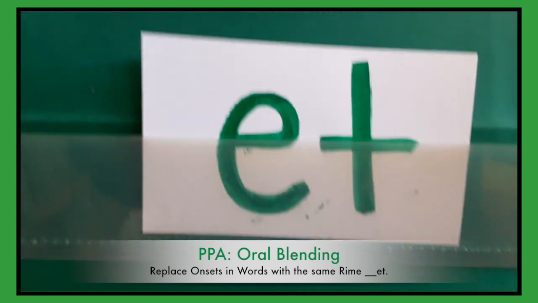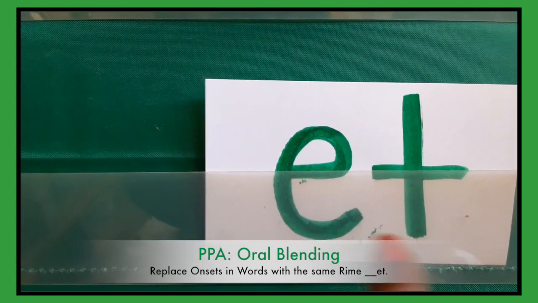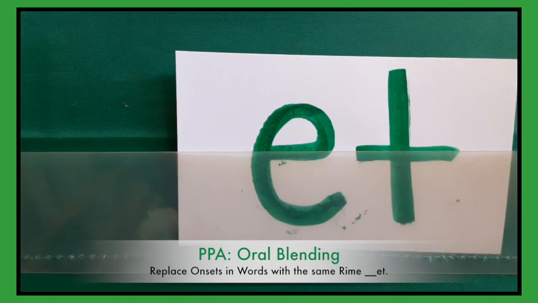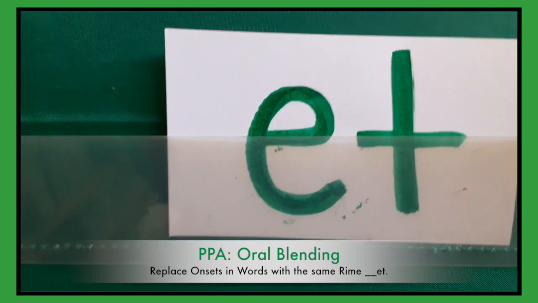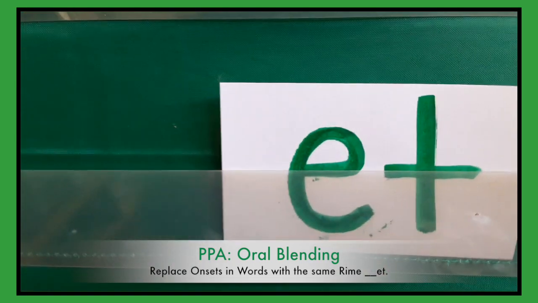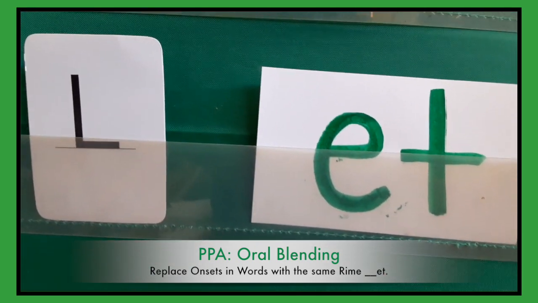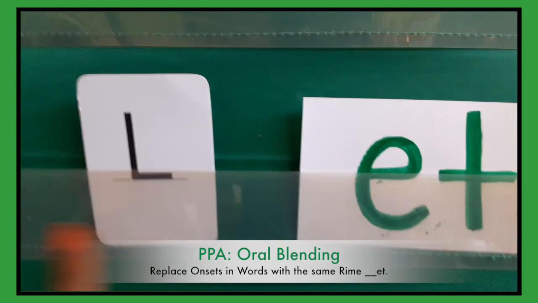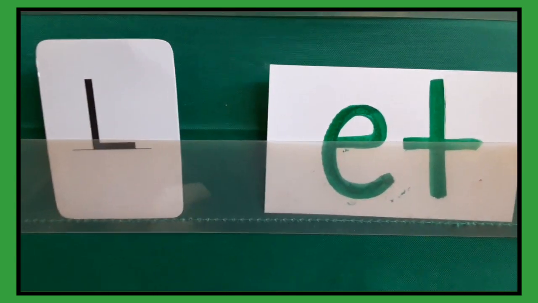All right, we have a new sound at the end. If you put an E and a T together, it makes this sound. Et. Can you try to say et? Et. We are going to take a beginning sound and we're going to say the sounds together. When I point, say the sounds with me. Which letter is this one? L.